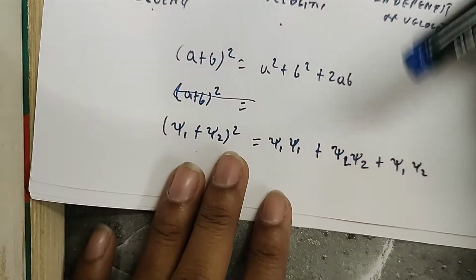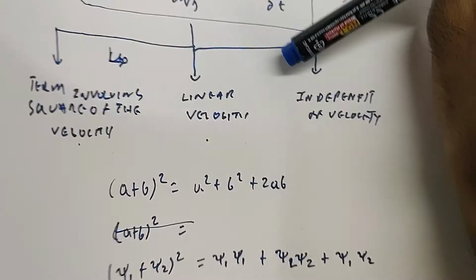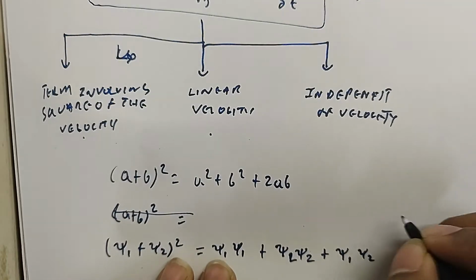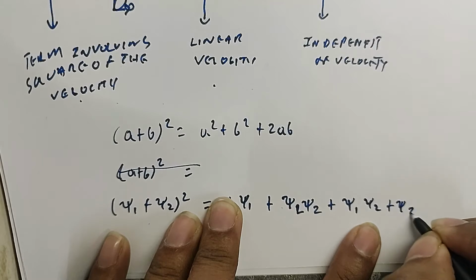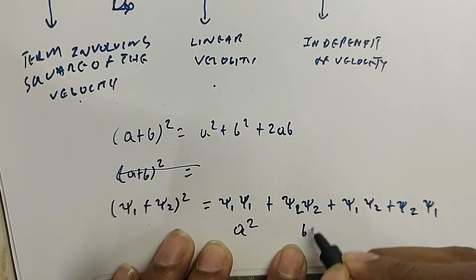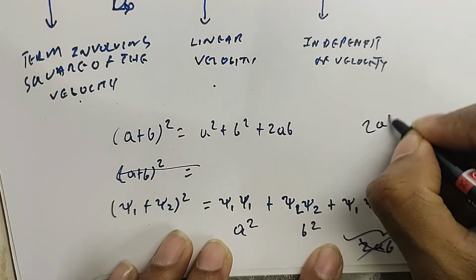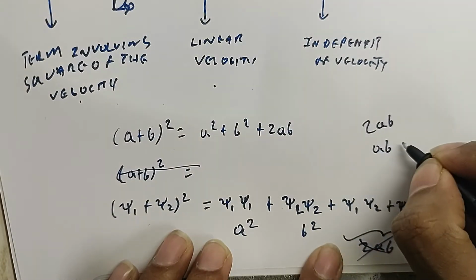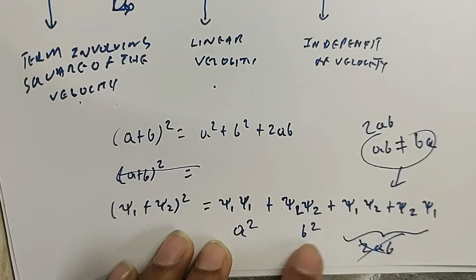The following expression would involve psi 2 psi 1. So this is my a square, this is my b square, and this is my 2ab term, but it is not in the form of 2ab. I mean, AB is not equal to BA in case of quantum mechanics.